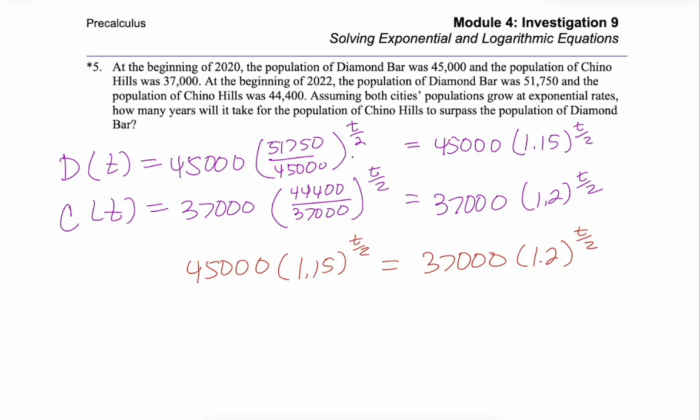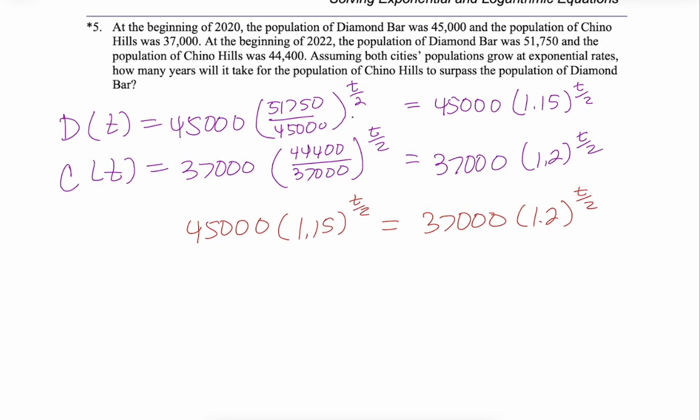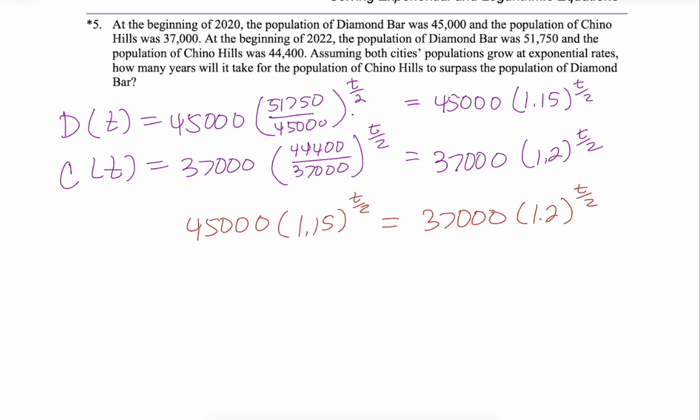So let's get the things that have that t over 2 on one side, the things that do not on the other side, okay? So let's just move things around a little bit. So we would get 45,000 divided by 37,000. Let's just put 45 over 37. The zeros would cancel.